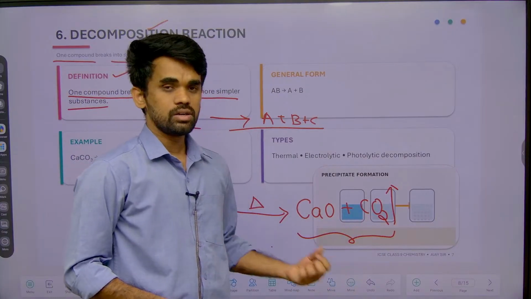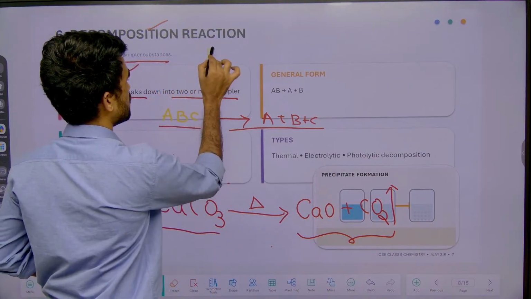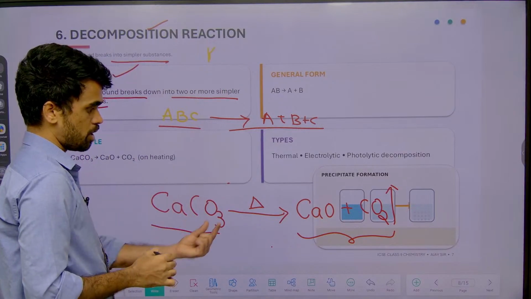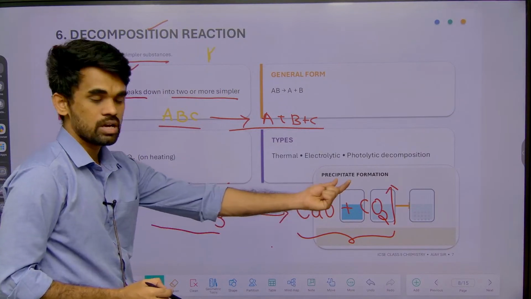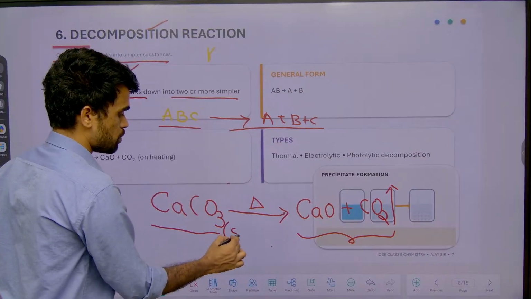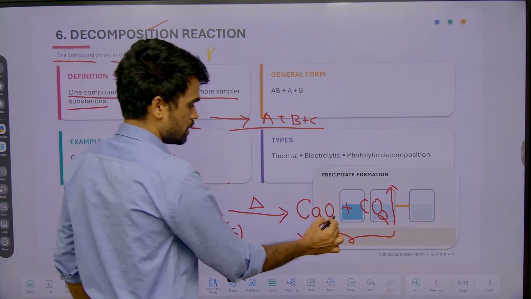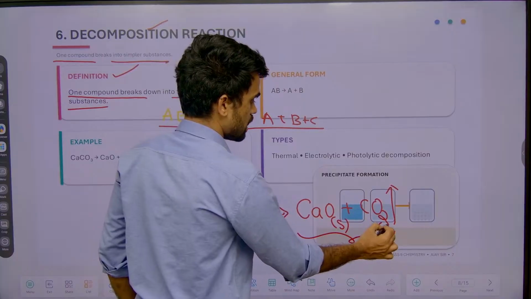Next, one more example you can say. This is calcium carbonate. Upon heating, it gives calcium oxide plus carbon dioxide. Mention their physical states also: solid, solid, and this is a gas.